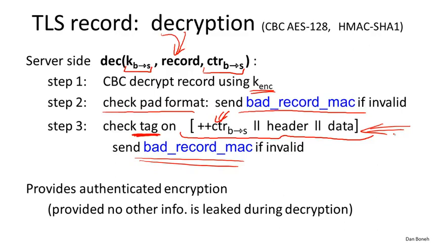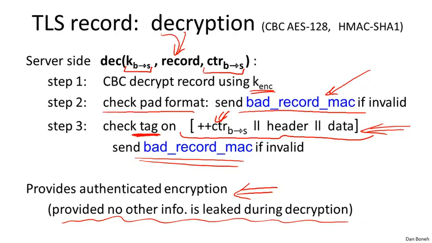Now, we already mentioned that this particular approach to authenticated encryption, namely MAC then encrypt using CBC encryption, is in fact authenticated encryption. However, it's only authenticated encryption if no other information is leaked during decryption. And we're going to see some cute attacks on TLS if there is information being leaked during decryption. I should say that this bad record MAC alert basically corresponds to the decryption algorithm outputting this reject symbol, the bottom symbol, meaning that the ciphertext is invalid.